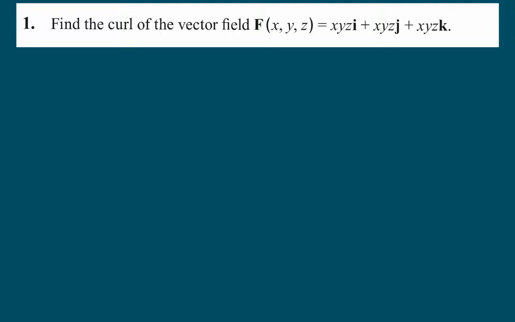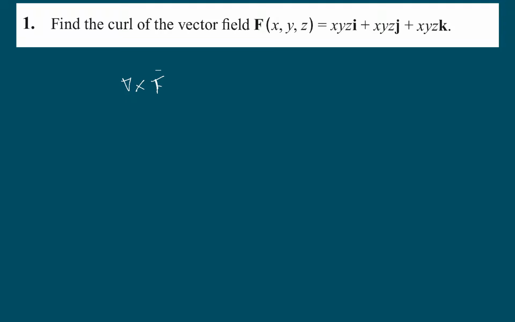Let's start doing this problem. It says find the curl, denoted like this, of the vector field F. The curl of a vector field is a new vector field, and it describes the tendency of the vector field to rotate. So it's a local property, it depends on the points.